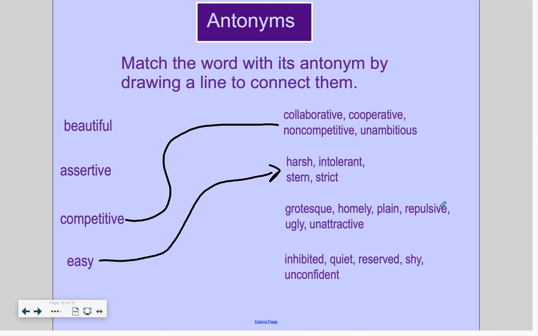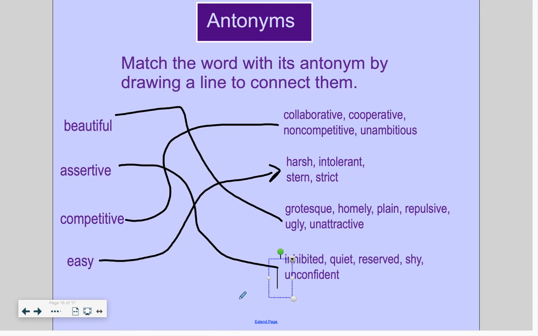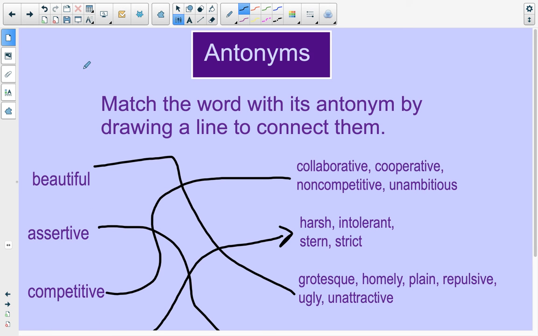Grotesque, homely, plain, repulsive, ugly, and unattractive would go up there. And inhibited, quiet, reserved, shy, and unconfident is the opposite of assertive. So that just gives you some ideas of those two types of words, the antonyms and the synonyms.